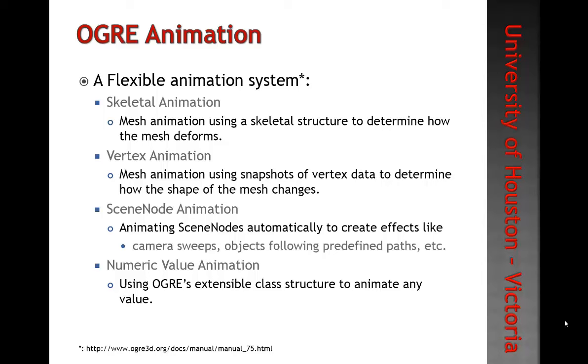You can also use scene node animation, basically animating your scene nodes automatically to create effects like sweeping your cameras or making objects follow a predefined path and things of that nature. So far, when we used WASD to move our mesh, we kind of utilized the scene node animation in a limited sense, effectively. And you can also use numeric value animations, basically using Ogre's extensible class structure to animate any value, for that matter, that you are interested in.